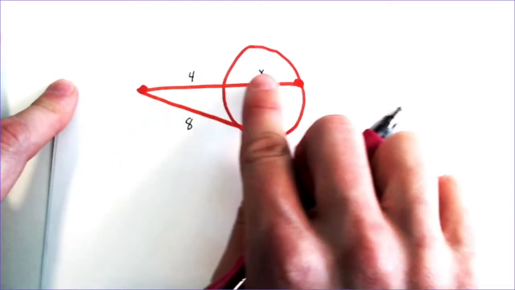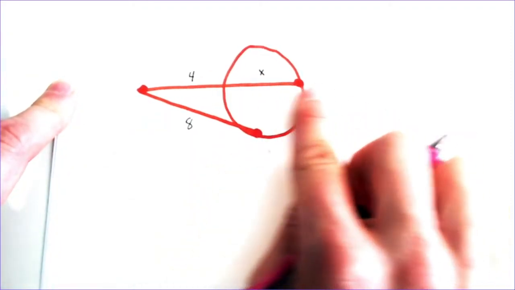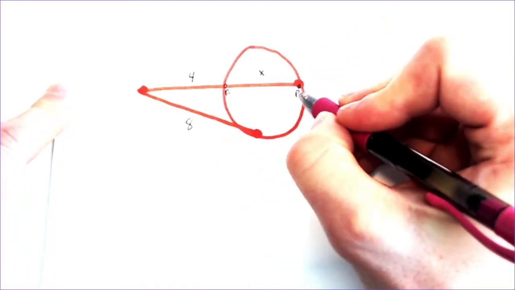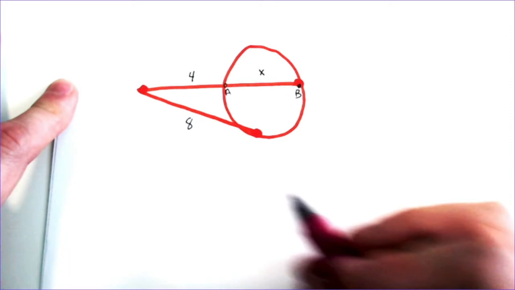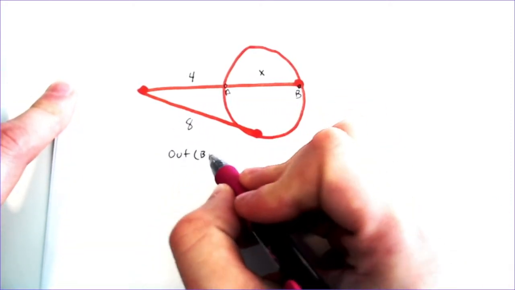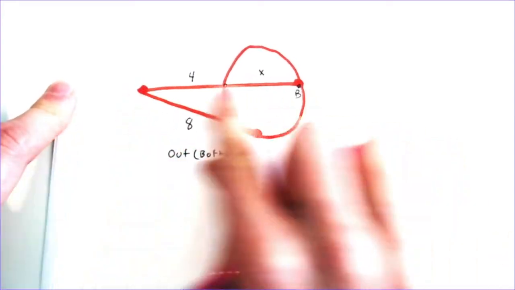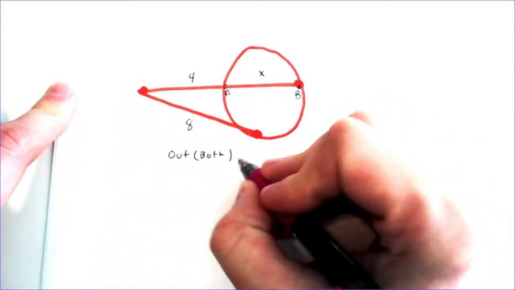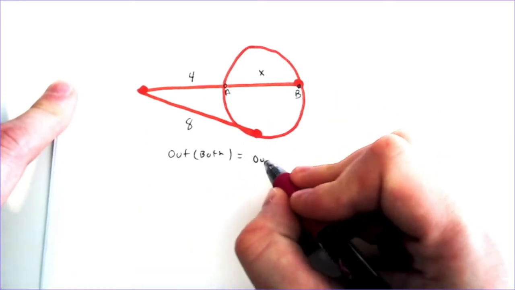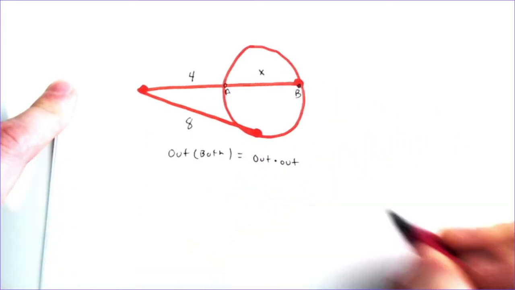So we're looking for the length of that part from here to here, which is a chord. We'll call it a B for that chord. So we have to do the outside times both of them for this secant right here. But on the other side, the tangent part, we would have to do the outside times the outside, so out times out.